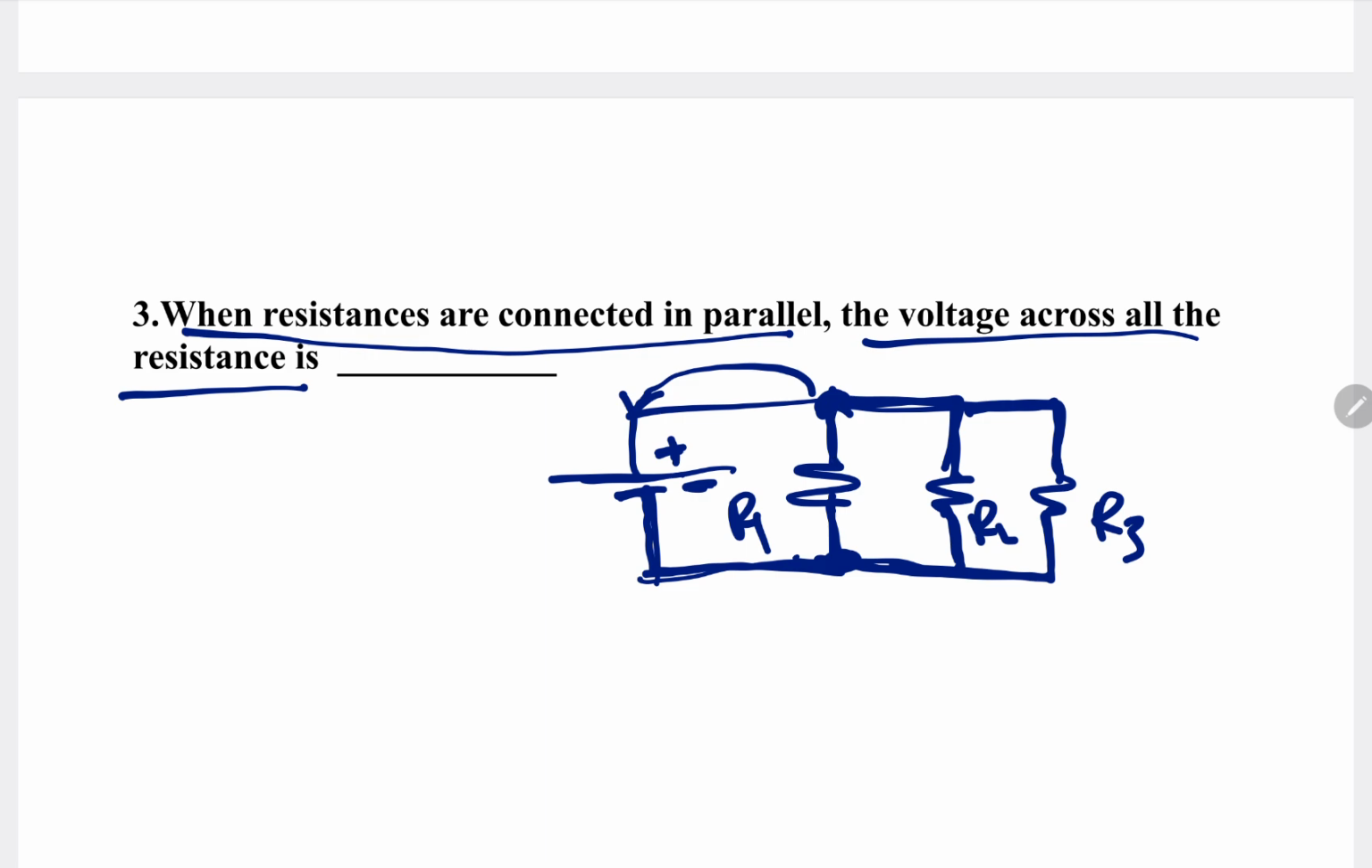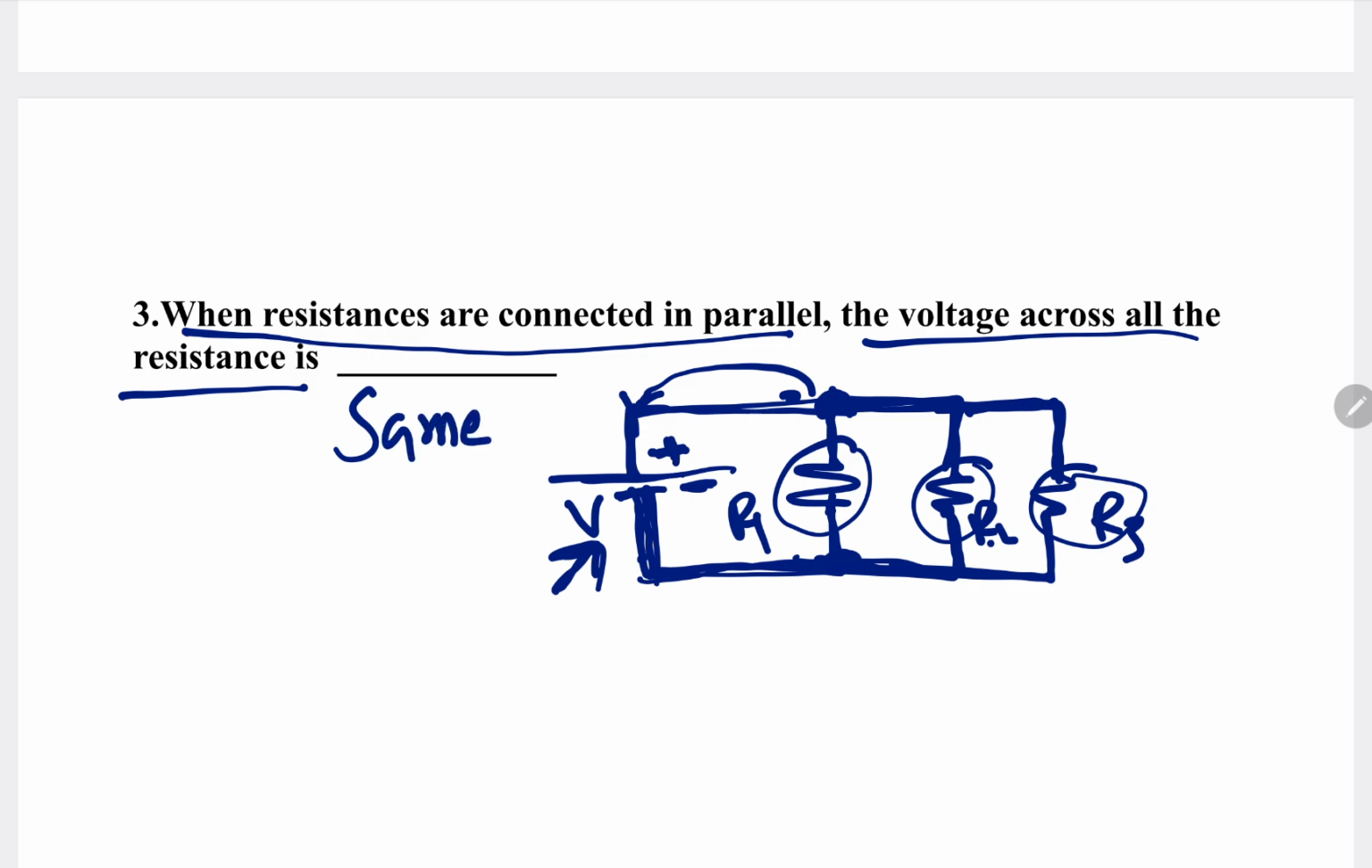See, between R1 first end and R1 second end, what is the potential difference? The potential difference between the positive terminal and negative terminal, let us say it is V. So voltage across R1 is going to be V. What is the voltage across R2? R2 first end at the positive terminal, R2 second end at the negative terminal. Between positive and negative, what is the voltage? Again V. Voltage across R3 is also V. So in parallel connection, voltage across R1, R2 and R3 is the same. So in parallel, voltage across all the resistances is the same.